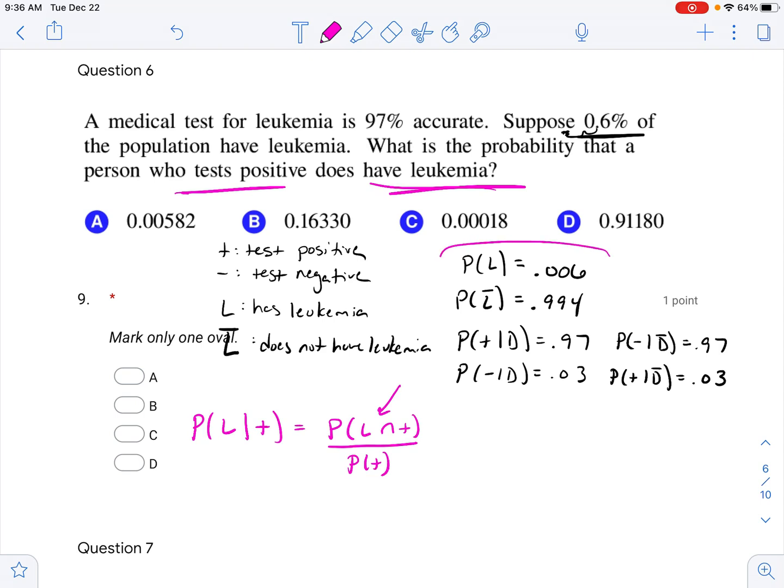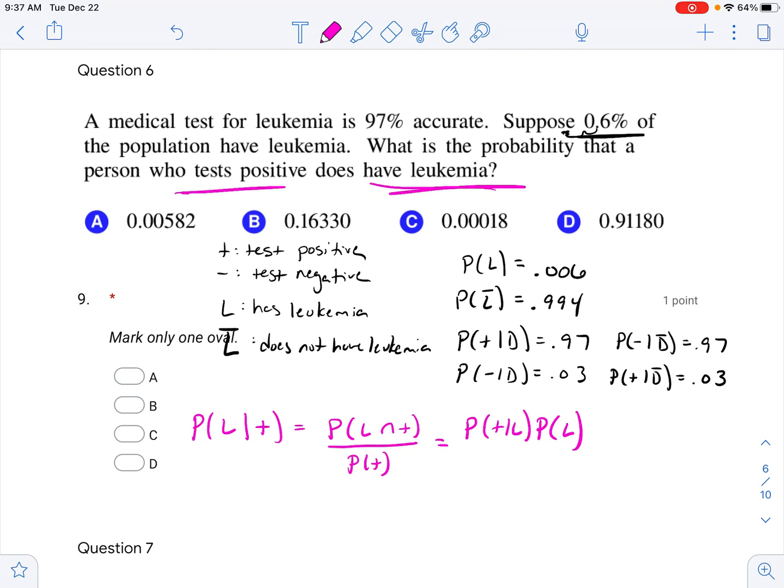Now, look, I don't know what that is. That's not given up here. None of that information is given up here. So what I've got to do is use the general multiplication rule to break this up. This is actually equal to the probability of plus given L times the probability of L. And again, go back and review that 6.4 video if you need to.